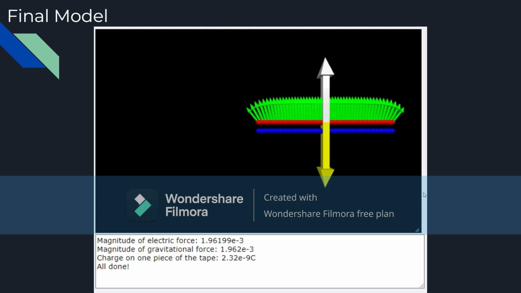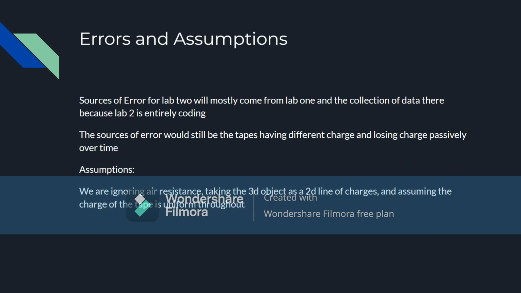This is the final model I achieved after running my code, with the magnitude of the electric force being 1.962 e to the negative 3 newtons, and the magnitude of the gravitational force being 1.962 e to the negative 3 newtons as well, because these forces are equal and opposite. The charge on one piece of tape was 2.32 e to the negative 9 coulombs.